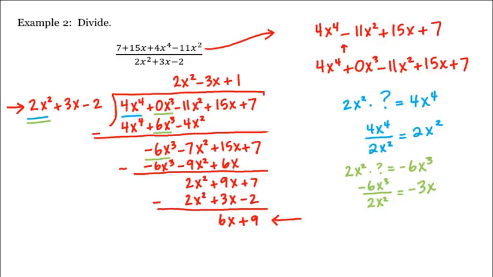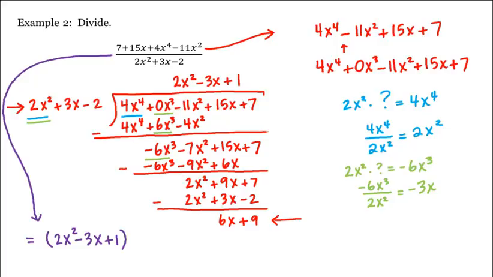So we're finished. So by the division algorithm, this dividend divided by the divisor is equal to the quotient, which is 2x squared minus 3x plus 1 plus the remainder, 6x plus 9, divided by the divisor, this 2x squared plus 3x minus 2. And this is how we divide polynomials. Thank you, and we'll see you next time.